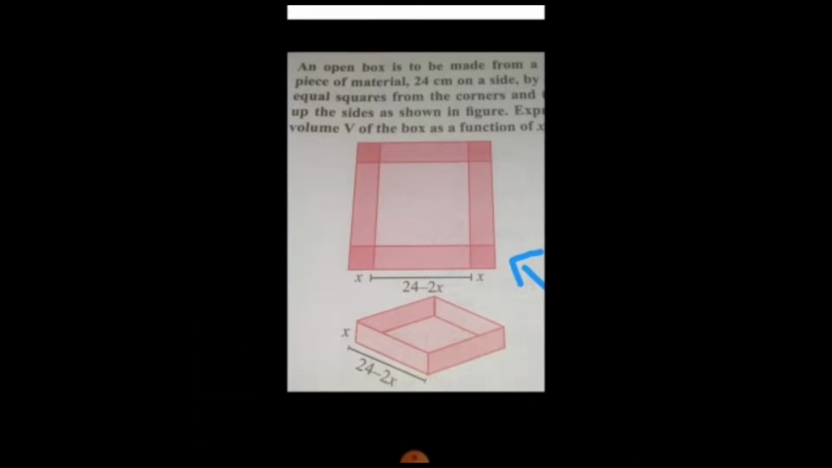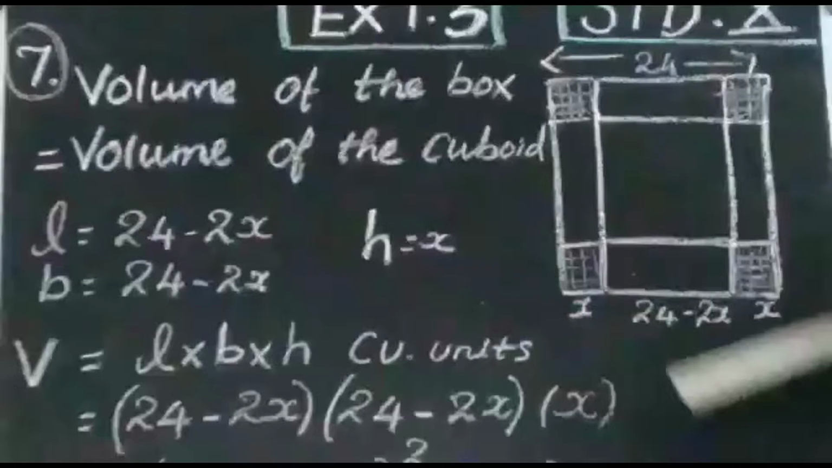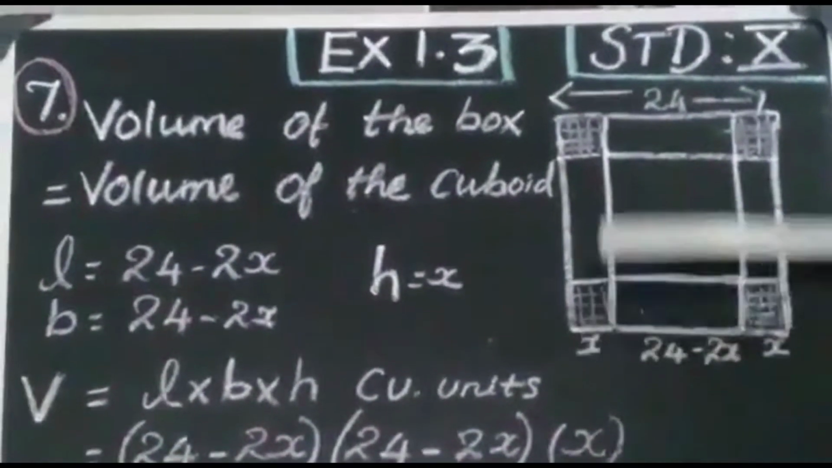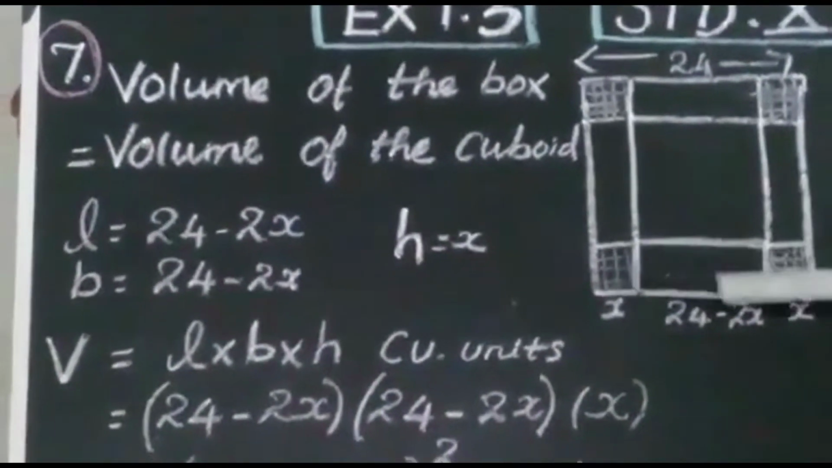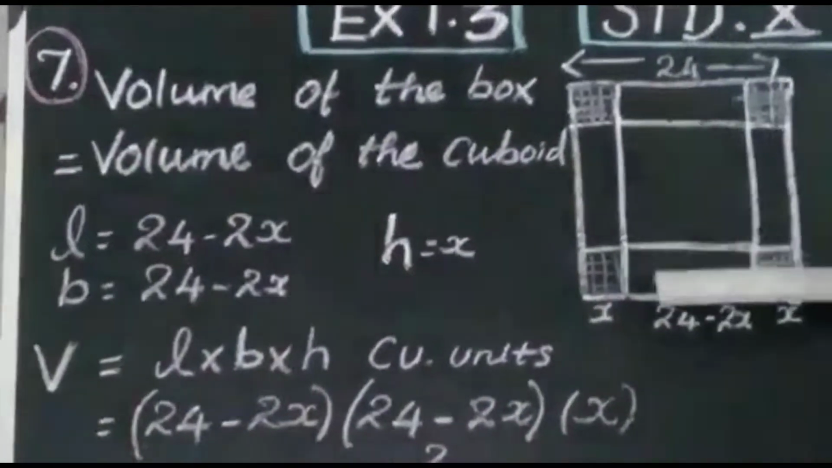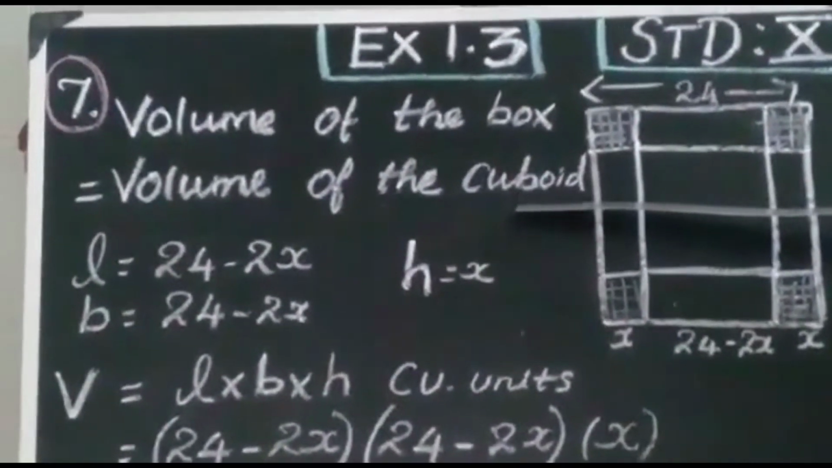An open box is to be made from a square piece of material 24 centimeter on a side by cutting equal squares from the corners and turning up the sides as shown in the figure. Express the volume V of the box as a function of x. The open box is given. The side of the square is 24 centimeter. By cutting equal squares from the corners and turning up the sides, we get a cuboid box.